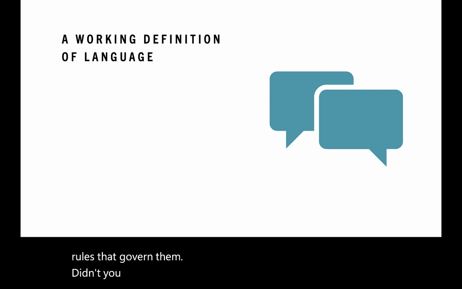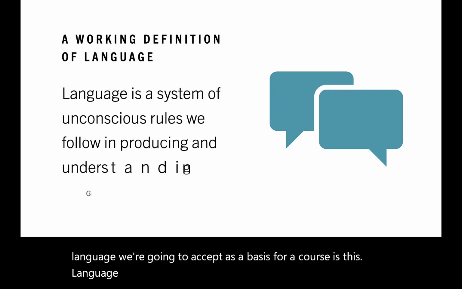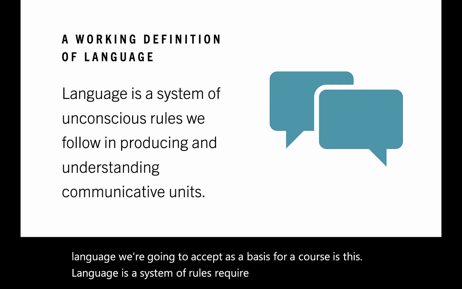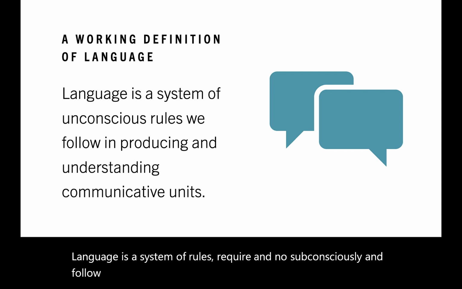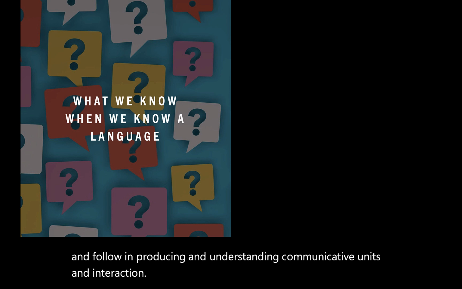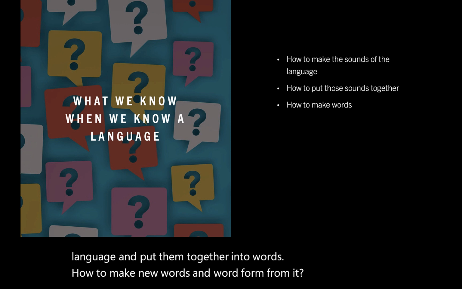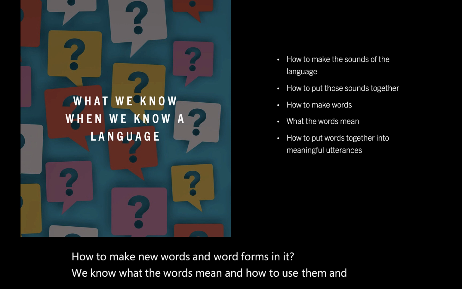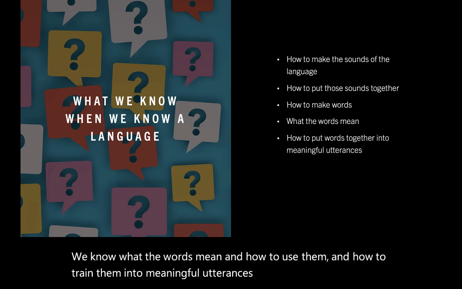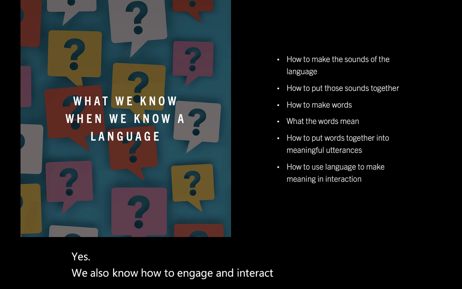Given these facts about language, the working definition of language we're going to accept as the basis for our course is this. Language is a system of rules we acquire and know subconsciously and follow in producing and understanding communicative units in interaction. When we know a language, we know how to make sounds of this language and put them together into words, how to make new words and word forms in it. We know what the words mean and how to use them and how to string them into meaningful utterances, making form adjustments in the process. We also know how to engage in interaction with others, following the rules of discourse.